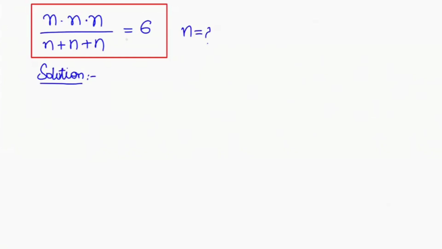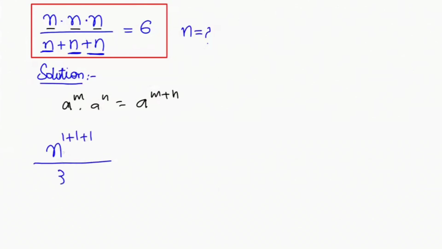First, I am going to apply the exponential rule. We have the same bases, so we are going to add up the powers. And here we have the same variables, so I will add up all. That will be equal to n to the power of 1 plus 1 plus 1 over 3n equals 6, and this will be n to the power of 3 over 3n equals 6.